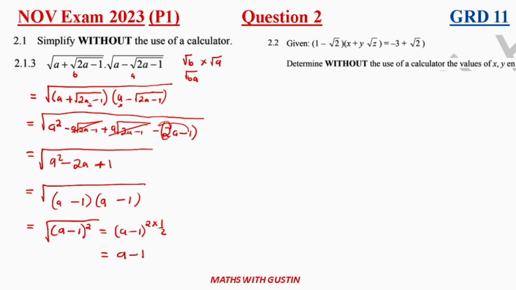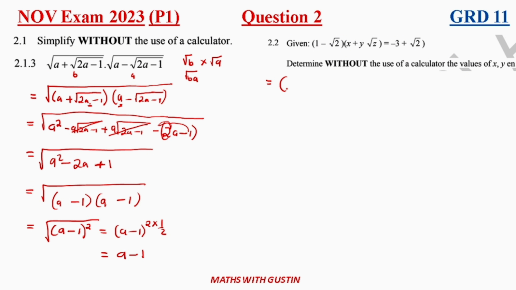2.2, a little bit of a tough question, but I believe that I can do a good job in explaining this one. Please pay attention as much as you can so that you don't miss out. All right, so let's have a look here. We are given x, y, and z, and then they want us to calculate them together without the use of the calculator.